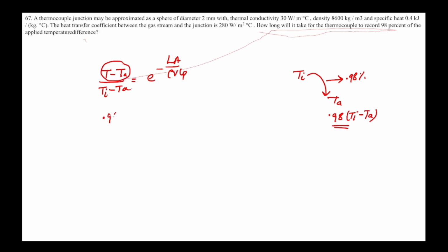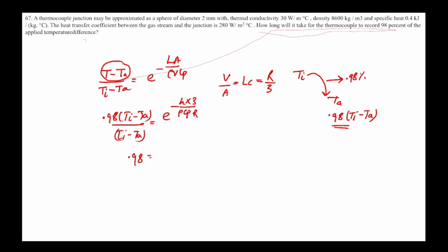So 0.98 (Ti minus Ta) divided by (Ti minus Ta) is equal to e to the power minus h upon rho Cp. I told you V upon A is the characteristic length, and in case of a sphere it is equal to R by 3. So put here R by 3. Okay.